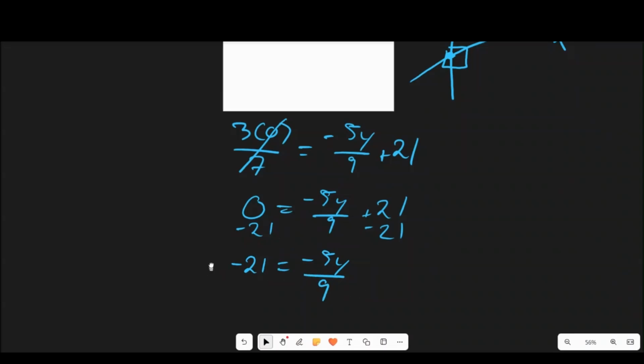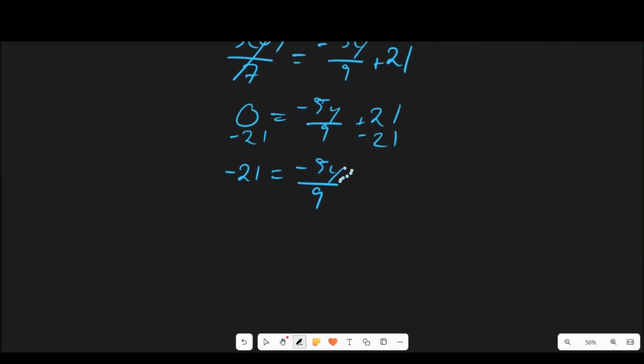So now we can get rid of the 9 in the denominator. We do that by multiplying both sides by 9. That cancels out with that. And then we just get 9 times 21. So what is that going to be? 9 times 1 is equal to 9. 9 times 2 is 18. So we get negative 189 is equal to minus 5y.